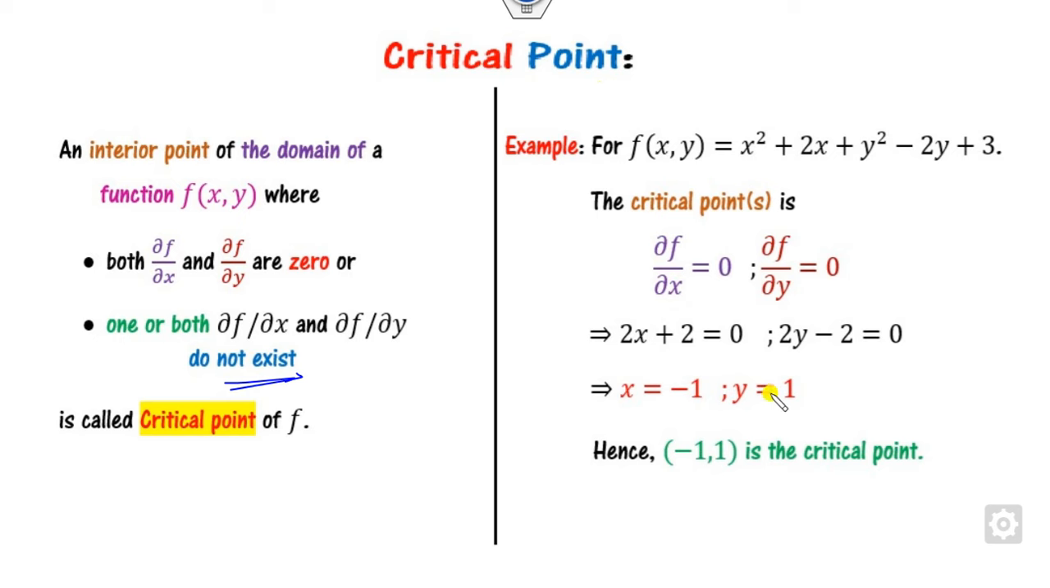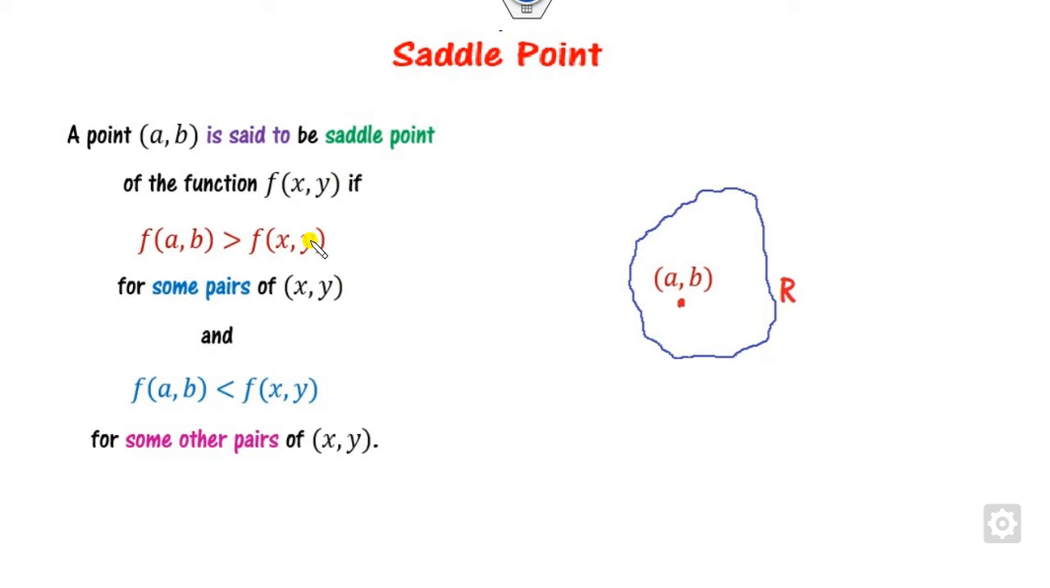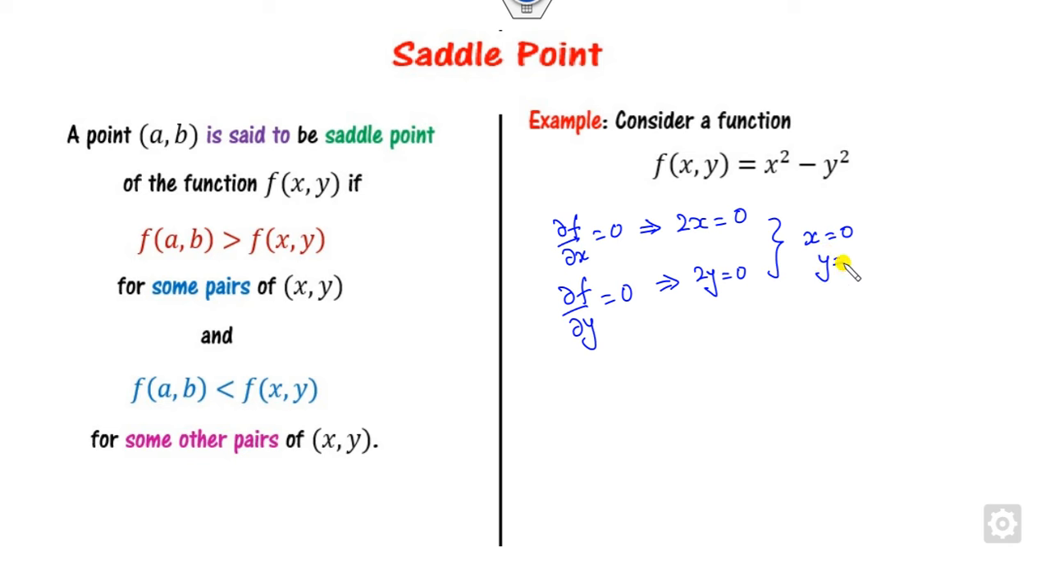Now when a critical point is said to be a saddle point? Any point (a, b) in the region R is said to be a saddle point when you are unable to classify it, such that for some points f(a, b) is greater than f(x, y), and for some other pairs it is less than. For example, if you consider the critical point, taking the partial derivative with respect to x as 0 gives 2x is 0. Taking the partial derivative with respect to y as 0 means 2y is 0. So x is 0, y is 0. So (0, 0) is my critical point.